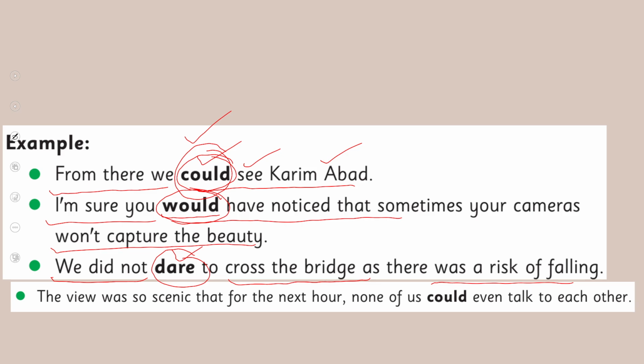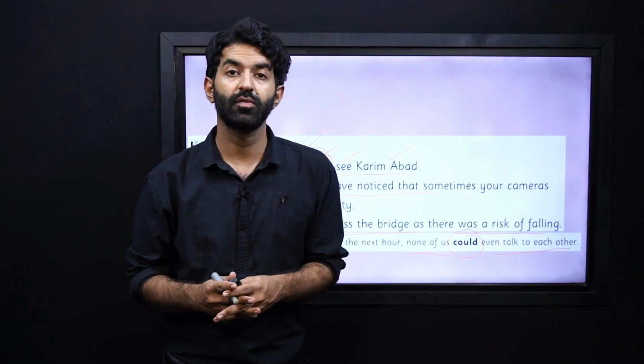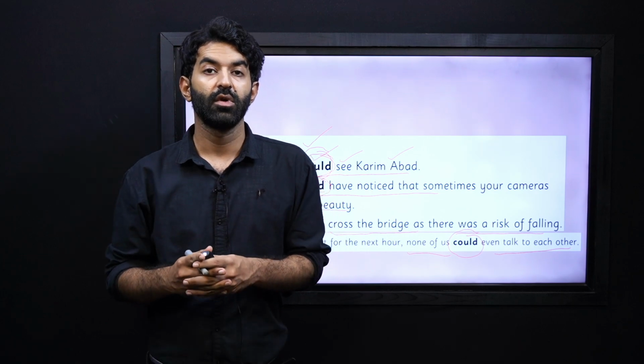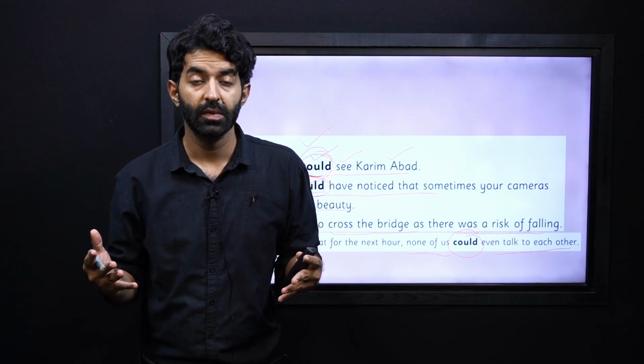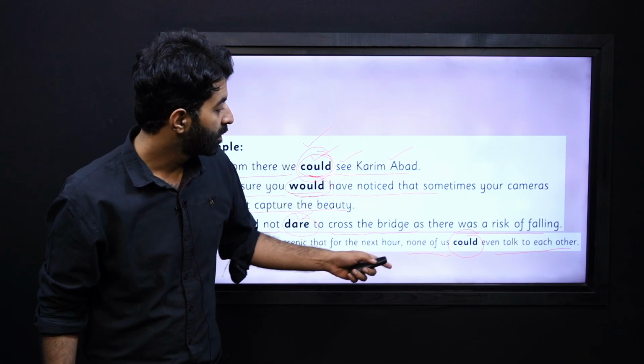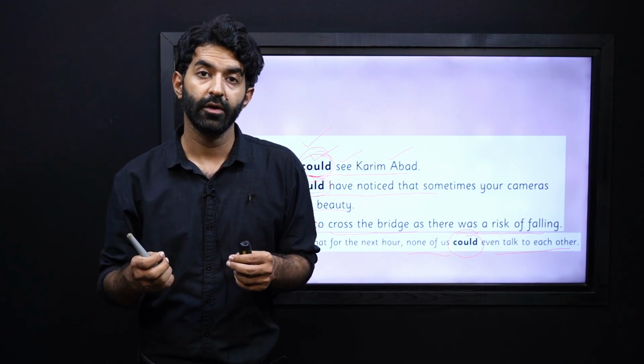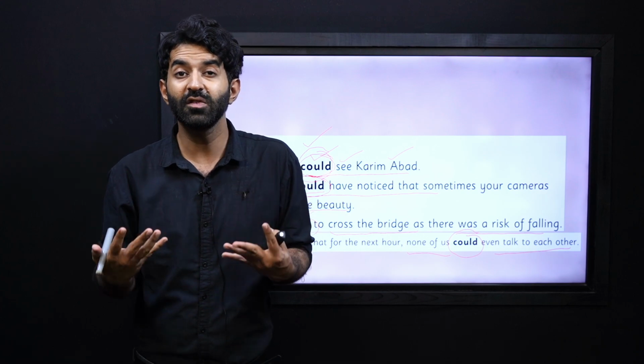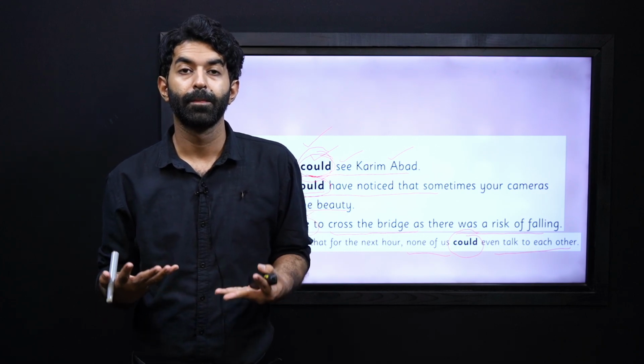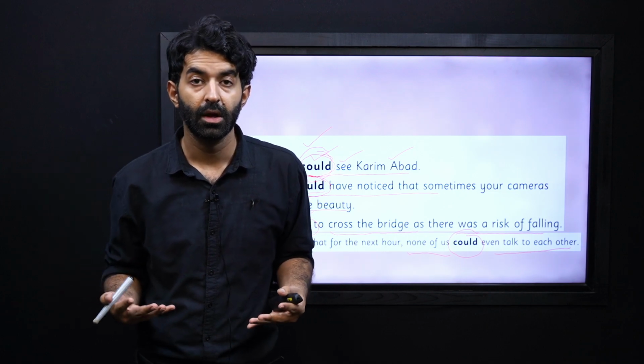The last one here is, the view was so scenic that for the next hour, none of us could even talk to each other. This is again showing possibility, and this is in the negative sense because the speaker is saying that none of us could even talk to each other. Again, could is in the past form. It's showing you a possibility that happened in the past.